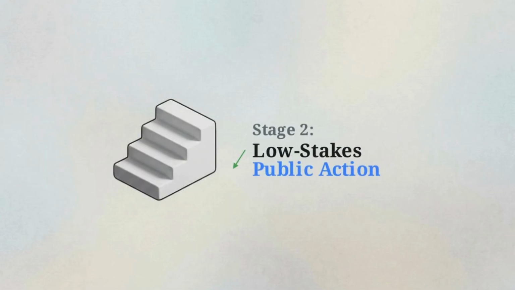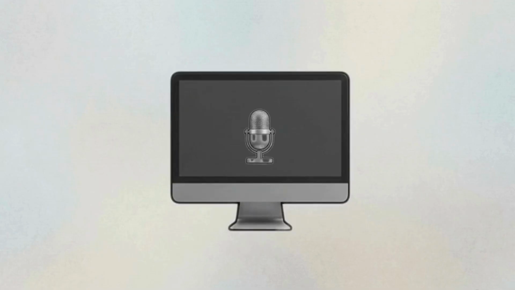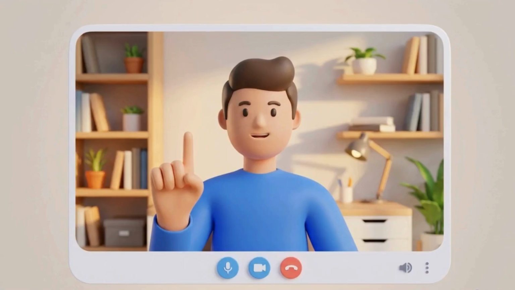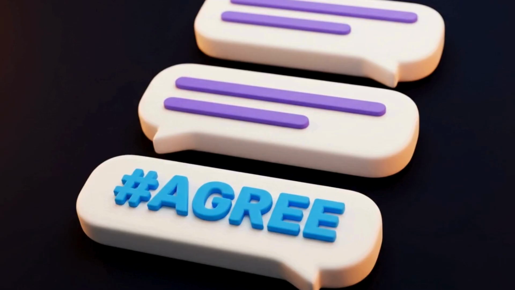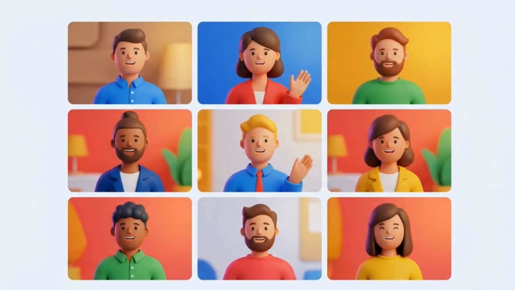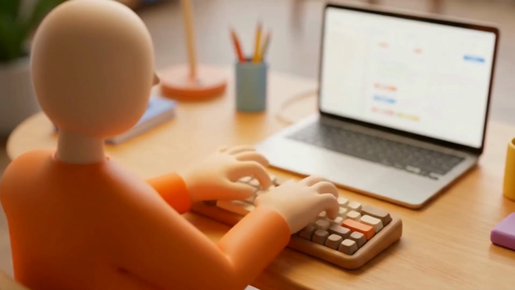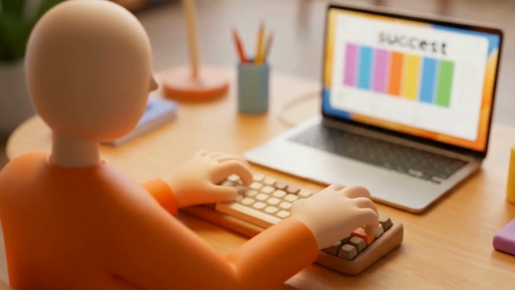The next step on the ladder is low-stakes public action. In a virtual setting, active participation doesn't always require a microphone. The chat box can serve as a primary space for students to engage. You can prompt this by asking students to share a single idea, type one example, or respond with a specific keyword. This simple interaction makes the student feel involved rather than invisible.